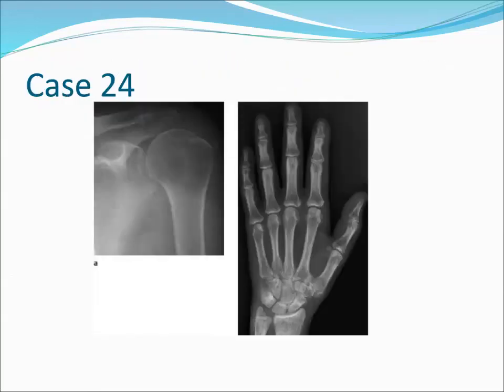Case number 24, shoulder hand syndrome. Deossification limited to the left shoulder, A, and hand, B, several weeks following myocardial infarction is characteristic.